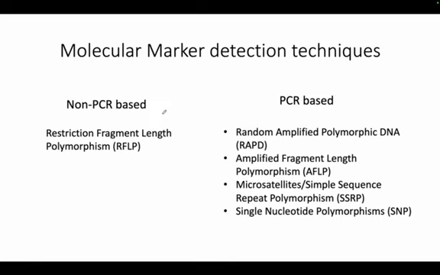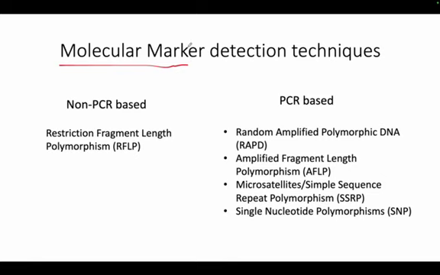So, since we discussed what a PCR reaction is, we can also briefly discuss some applications of PCR reactions, and one is in the detection of things called molecular markers. These can be markers for diseases, markers for genotypes. It's basically any specific DNA sequence that you want to detect in our genome.